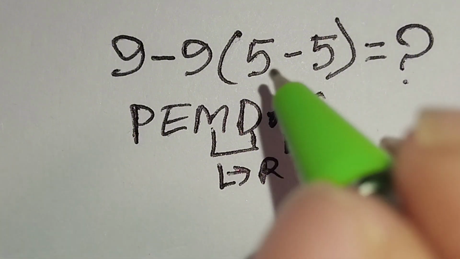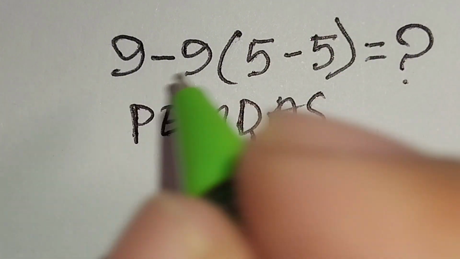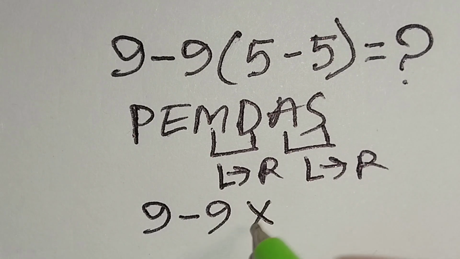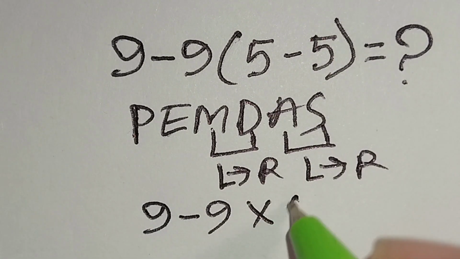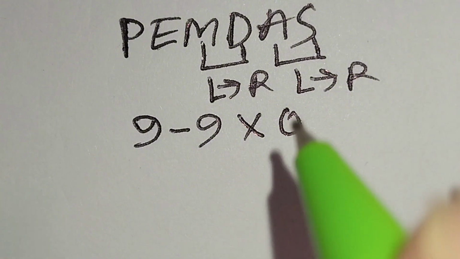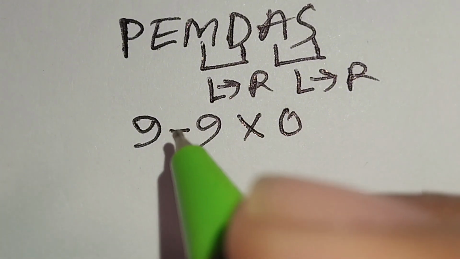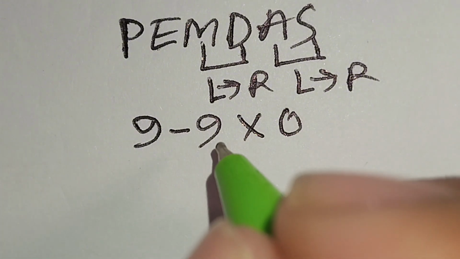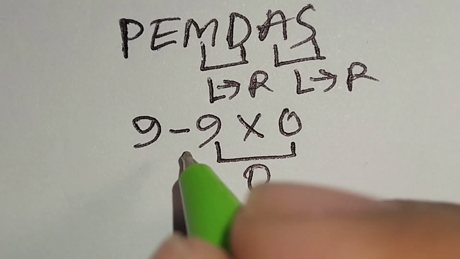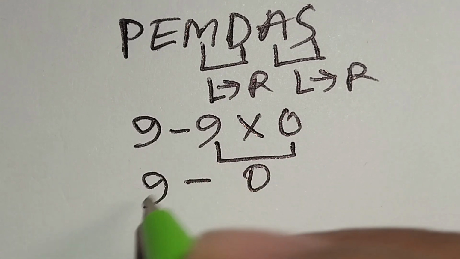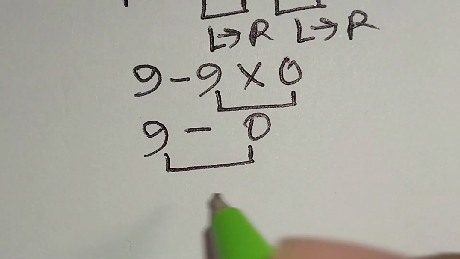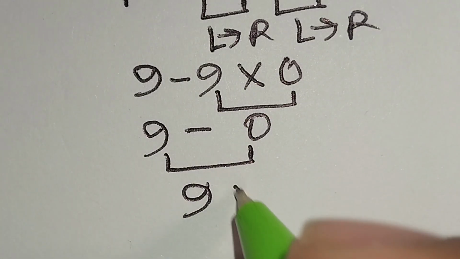Therefore at first we have to work with this parenthesis. Here this 9 minus 9, multiply this 5 minus 5 gives us 0. According to the order of operation, now I have to work with this multiplication, then this subtraction. Here this 9 times 0 gives us 0, this minus this 9. Here 9 minus 0 gives us 9, and this is correct answer.